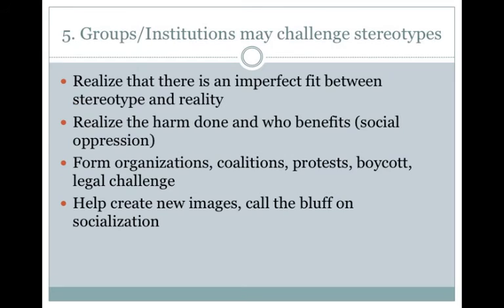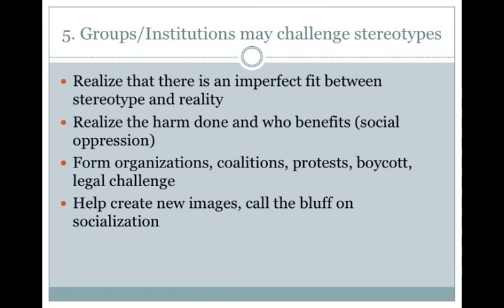So in trying to change the way things are done in terms of race relations, one way we can do it is through groups or institutions challenging stereotypes, realizing that there's an imperfect fit between the stereotype and reality. So there might be a judgment on women, but it doesn't really represent who women are, or a certain racial group that you might have a stereotype about. Of course, it doesn't really fit all people of that particular race, and understanding that it's just a stereotype and that it shouldn't function as something real in the way that we relate to one another.